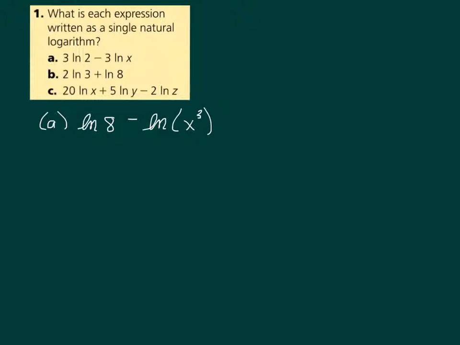So to finish part A, we use the quotient property. This becomes ln of 8 over x cubed. And we're finished. We have rewritten it in terms of just one single logarithm.